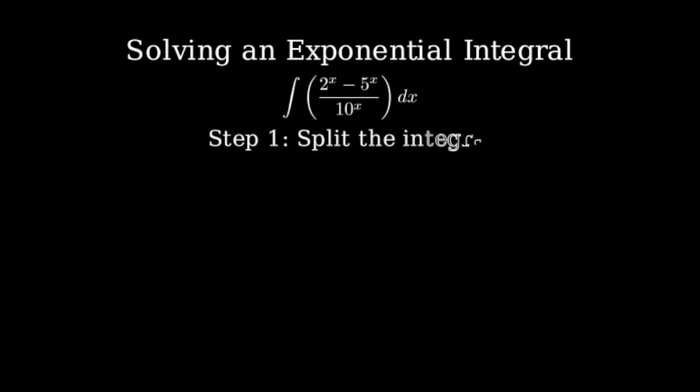First, we can split this into two separate integrals. We get the integral of 2^x over 10^x minus the integral of 5^x over 10^x.